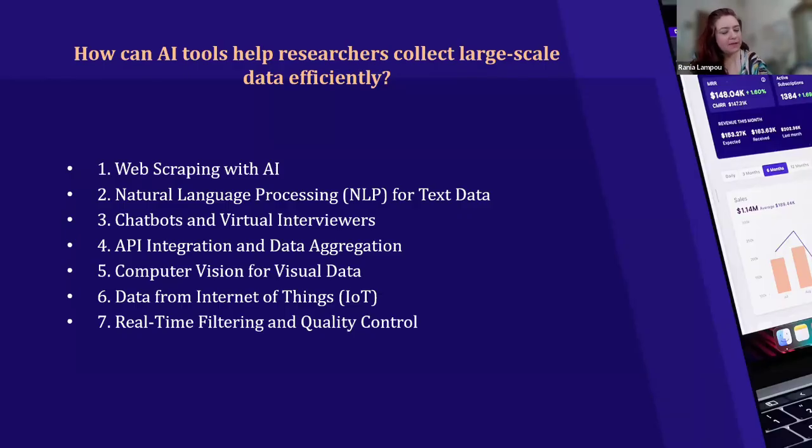Then natural language processing for text data. This enables researchers to collect and process unstructured textual data from sources like open-ended survey responses, emails, chat logs, online comments, and tweets. And AI sentiment analysis and entity recognition help convert this into quantitative data.